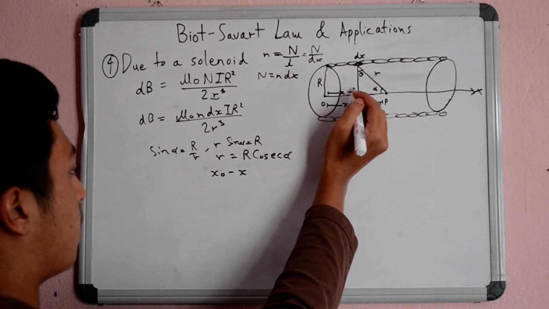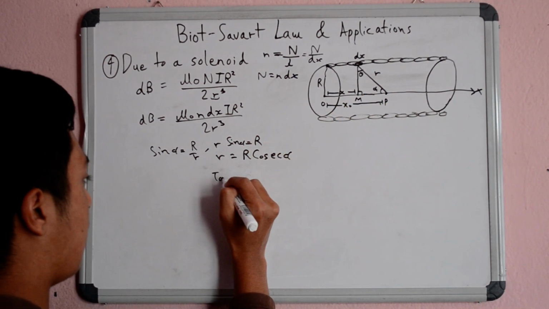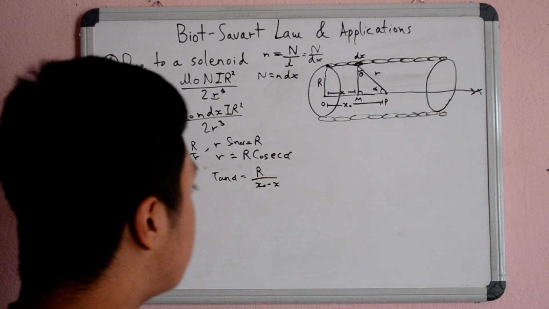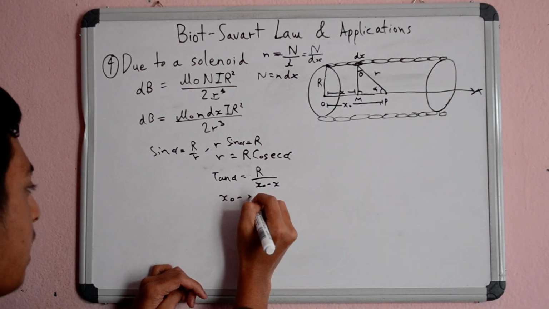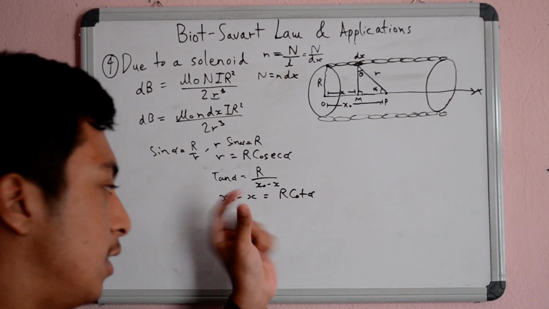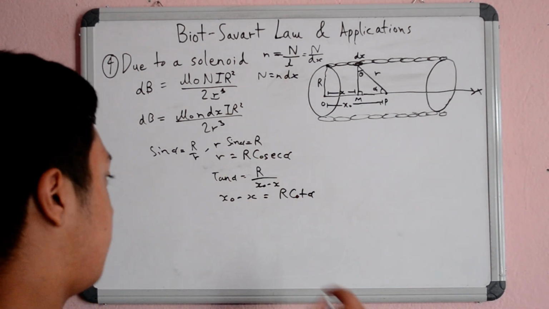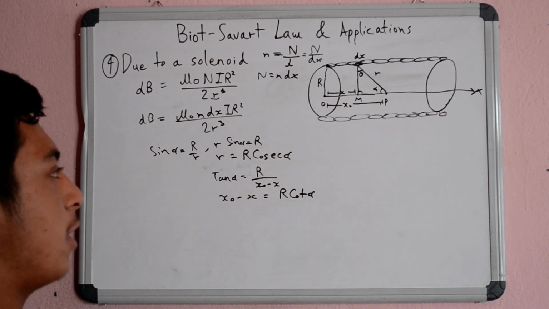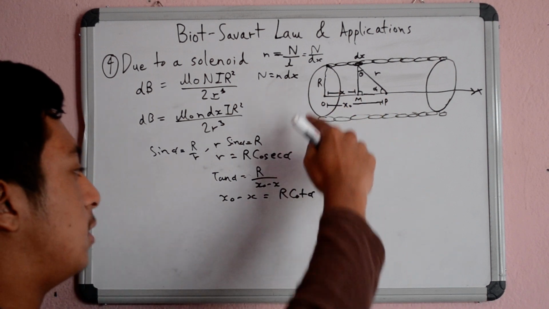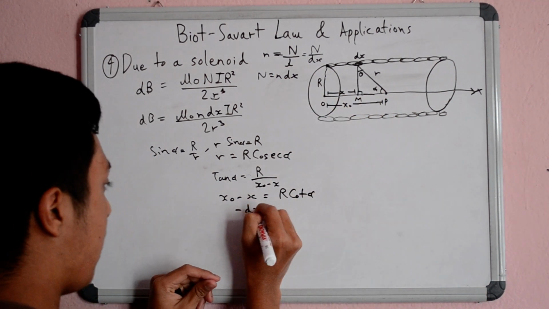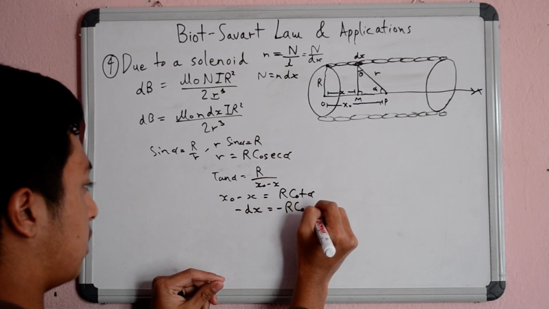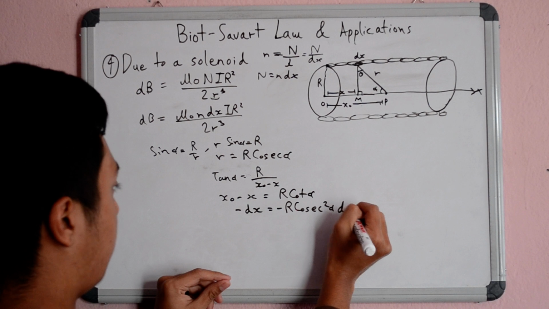So perpendicular by base, meaning tan alpha is equal to r by x naught minus x, meaning we have x naught minus x equals r cot alpha, and we just differentiate both sides. Since x naught is a constant for any given point, because the point at which we have to find the distance from the origin doesn't change, minus dx will be equal to r, which is a constant, times minus cosec square alpha d alpha.